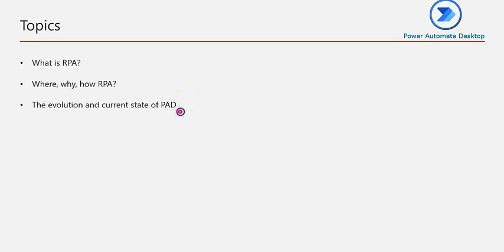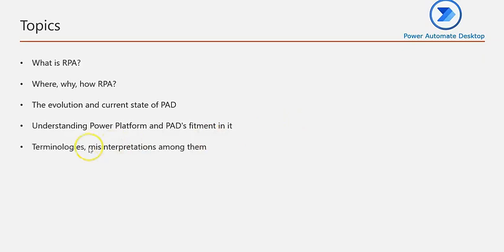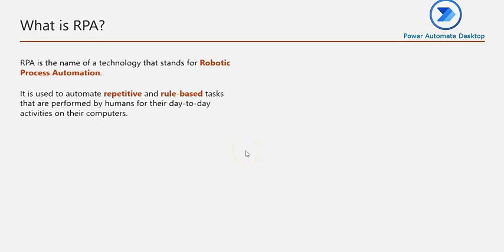Since you're learning a totally new tool, you need to know its evolution, where it came from, how it evolved, and its current state in comparison with other RPA tools. We are going to understand the bigger picture of the Microsoft Power Platform under which Power Automate Desktop falls, and where PAD's place is in the platform. I'll also explain the different terminologies, misinterpretations and misconceptions among Power Automate concepts, then the different applications and services used along with Power Automate Desktop.